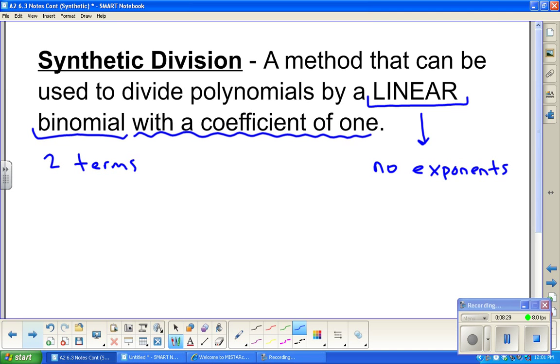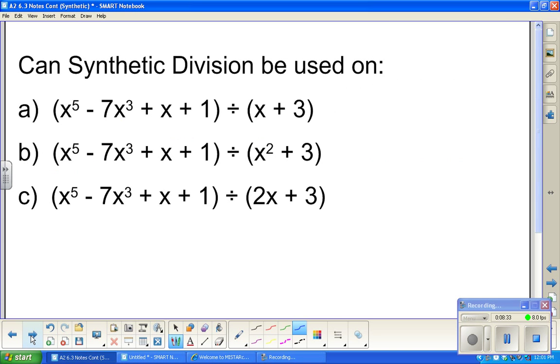So for this next page you might just want to look and think instead of writing it all down. If you want to write them, that's fine. But here are 3 sample division problems. Just to get us used to looking at these, think about which one or ones of those meet the conditions of being divided by a binomial that's linear with the coefficient of 1.